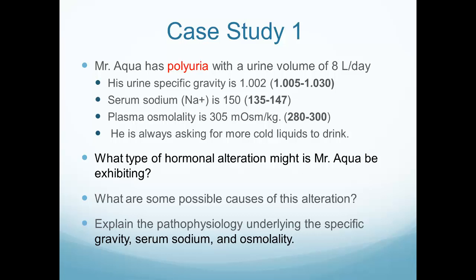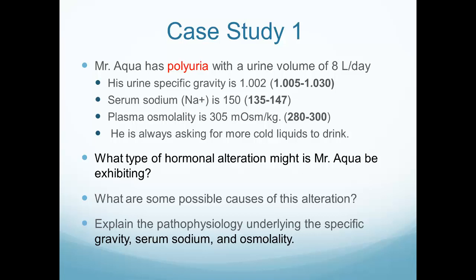So here we have Mr. Aqua. Mr. Aqua has polyuria with a urine volume of 8 liters a day. That's a lot of urine volume. Think about that for yourself. Urine specific gravity is 1.002. Normal urine specific gravity is anywhere from 1.005 to 1.030. Big range, okay, because urine specific gravity can change as you go throughout your day. You didn't drink a whole lot of fluid this morning, maybe your urine's a little bit more concentrated than it is this afternoon. But certainly 1.002 is less than the normal range.